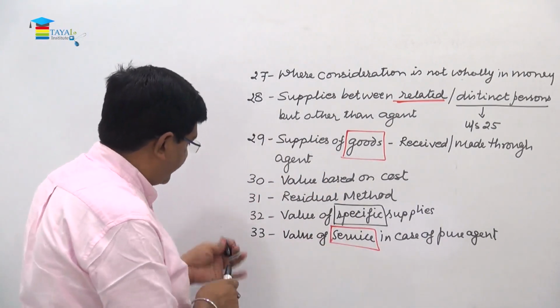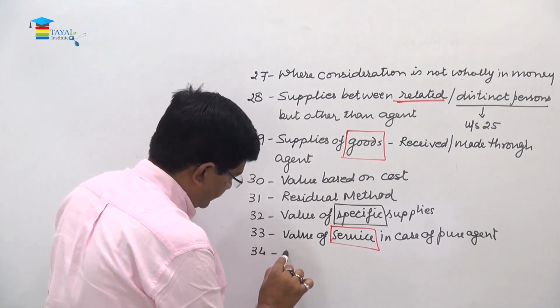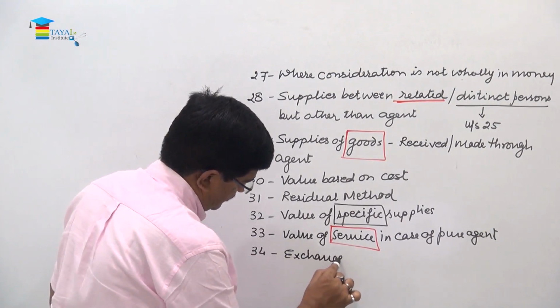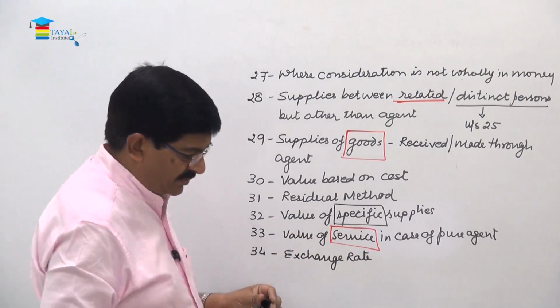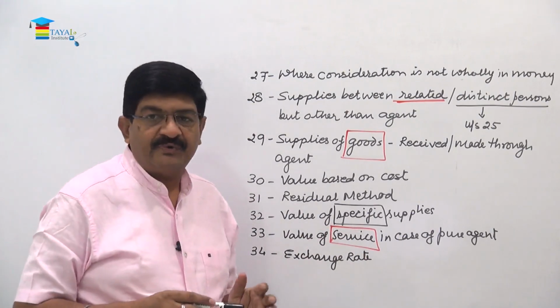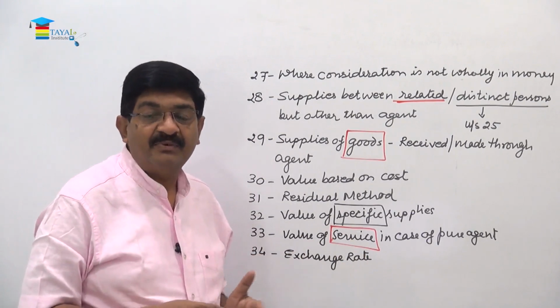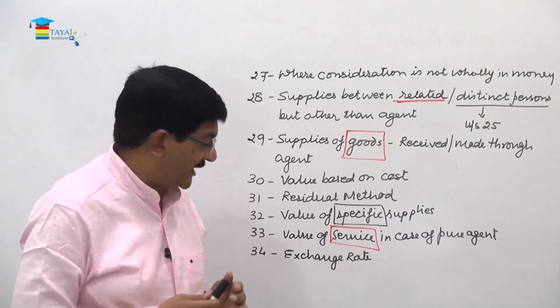Then rule number 34, this is talking about exchange rate. Except in case of import, wherever the foreign currency is involved, the exchange rate will be the rate given by RBI and determined as per the time of supply.